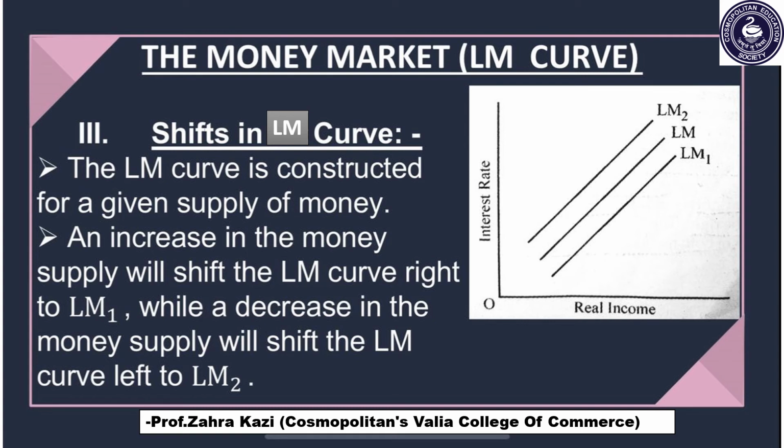So the LM curve is constructed for a given supply of money. Now look at this diagram, students. As we already know, on the x-axis we plot real income, while on the y-axis we plot the interest rate. Here, in the middle, we have the initial LM curve. Now if there is an increase in the supply of money, the LM curve will shift downwards to LM1. On the other hand, if there is a decrease in the supply of money, then the initial LM curve will shift upwards, that is to LM2.